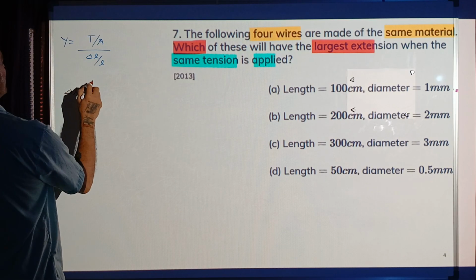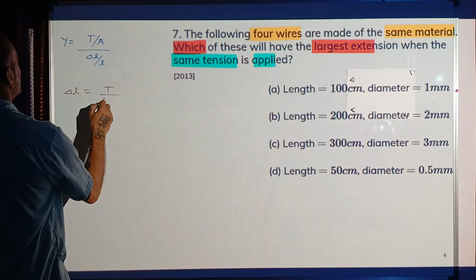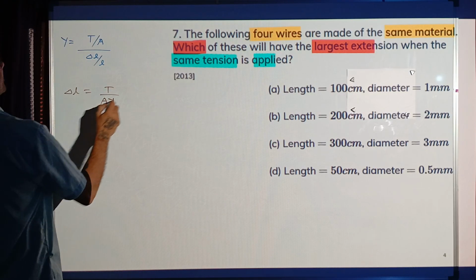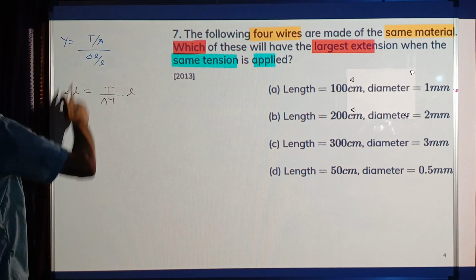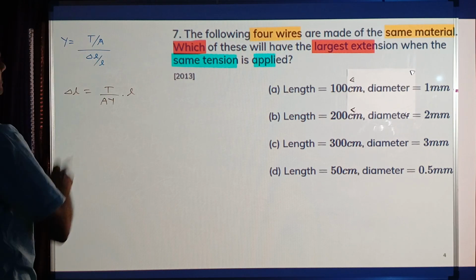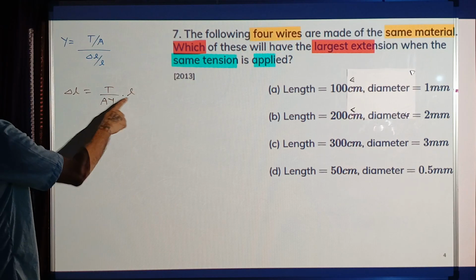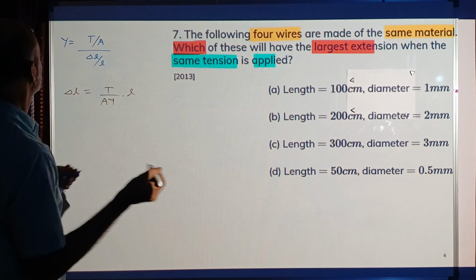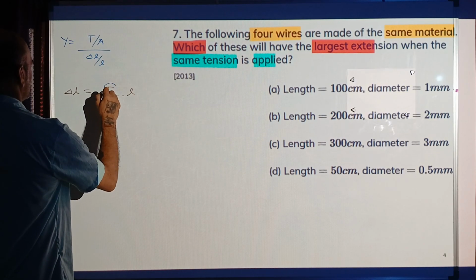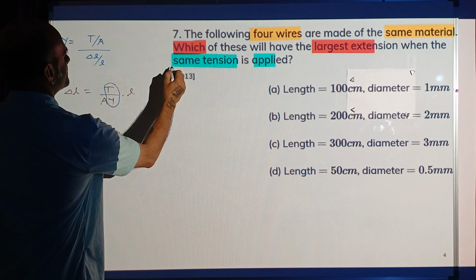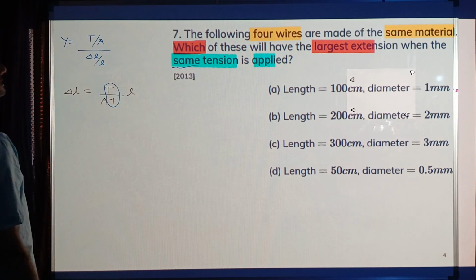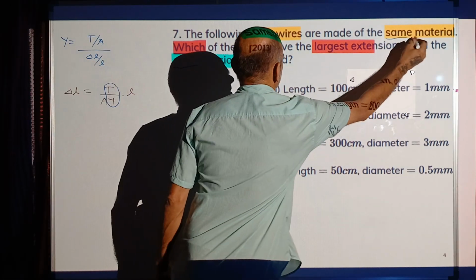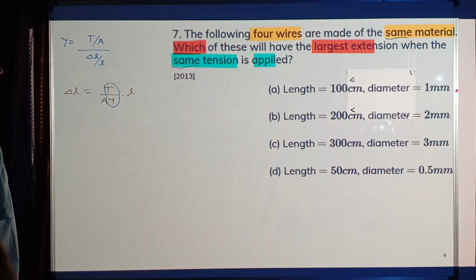So delta L is T by AY into L. L will go up, delta L will come on this side, Y will come down. So obviously delta L is more if L is more, and if the tension is more, delta L will be more. So you have to compare this value for all the 4 cases. Tension is same because it's given in the question, and Young's modulus is same because it is the same material. Young's modulus is a material property. Since the material is same, this thing is same.